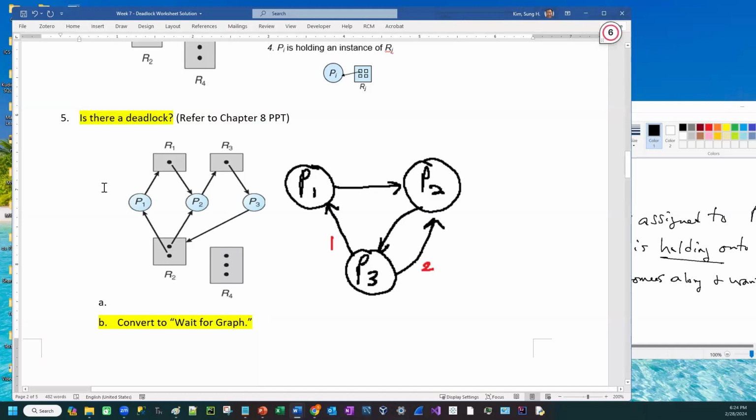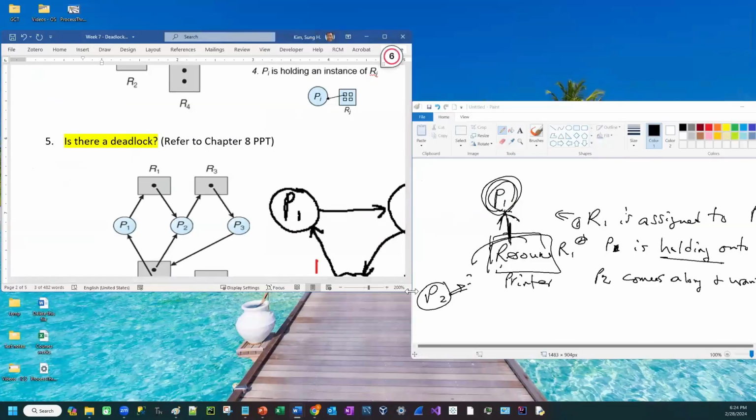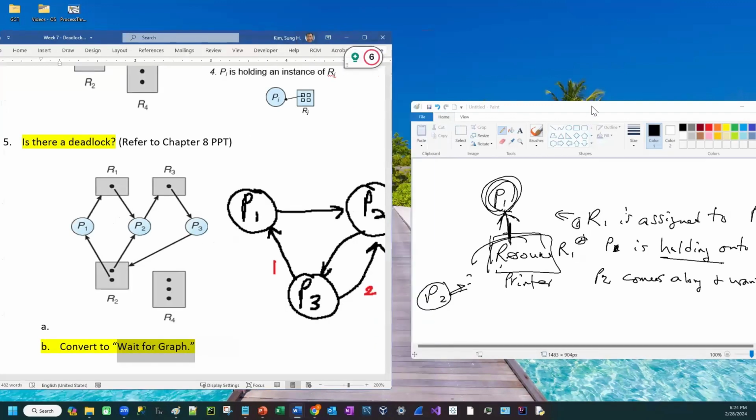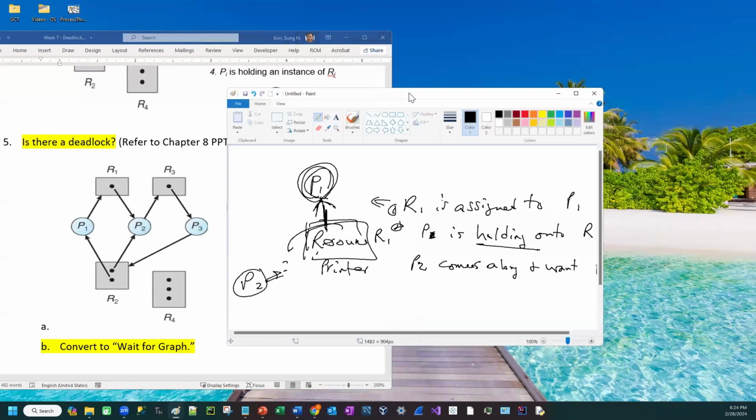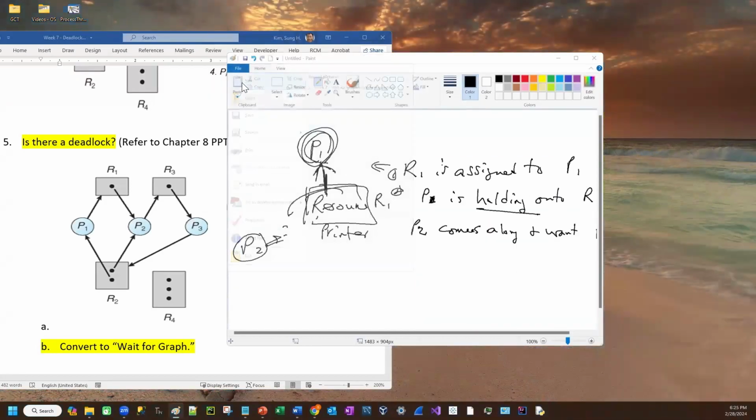Well, how do we do this? How do we find out? We find out by using another tool, not a RAG, but what's called a wait-for graph. Okay, so let me show you how that is done.